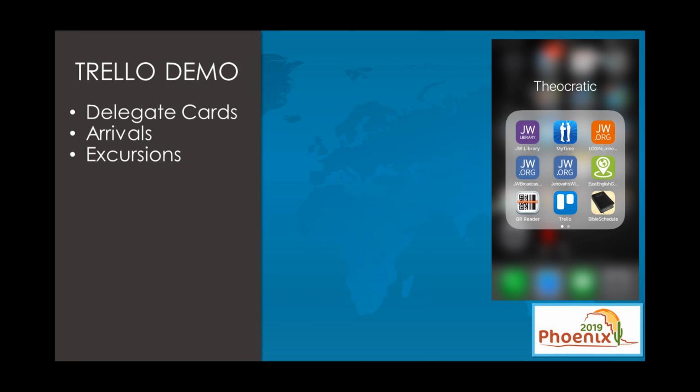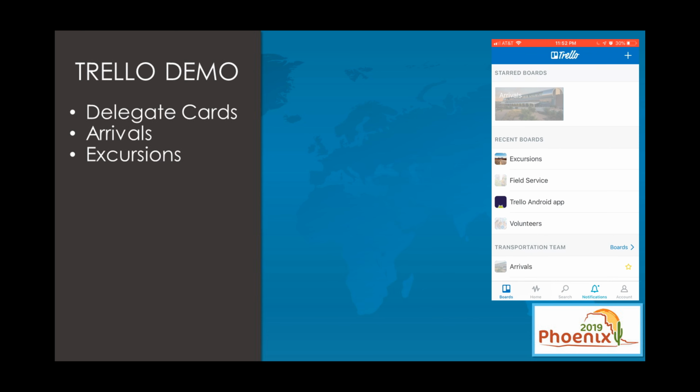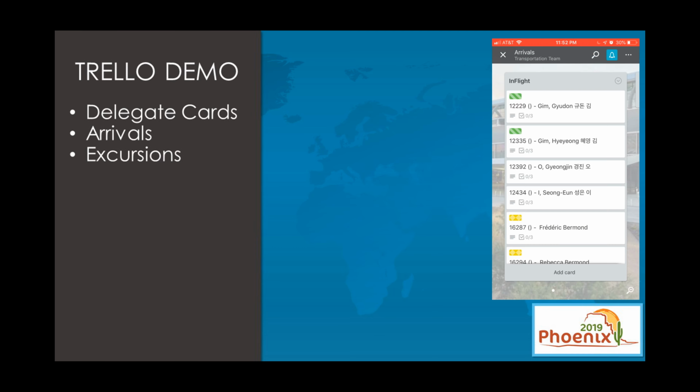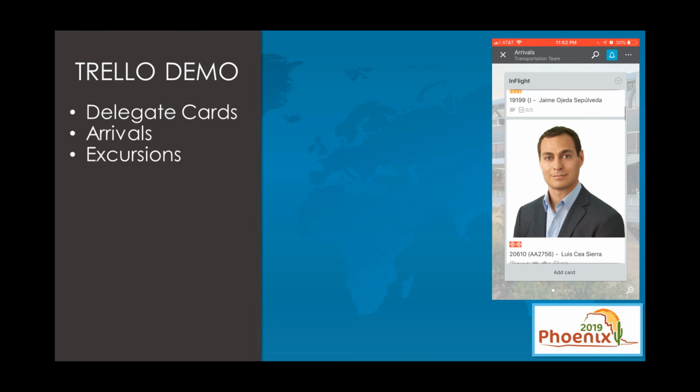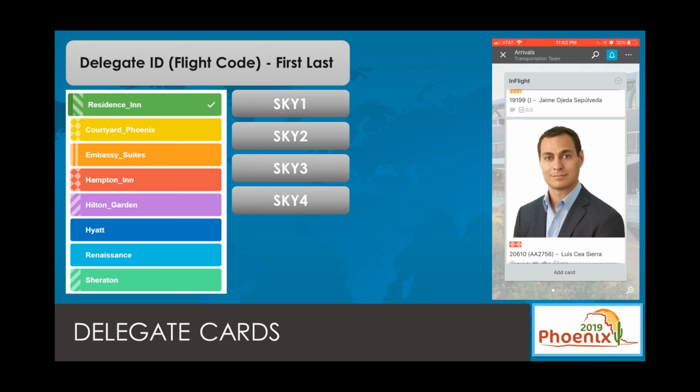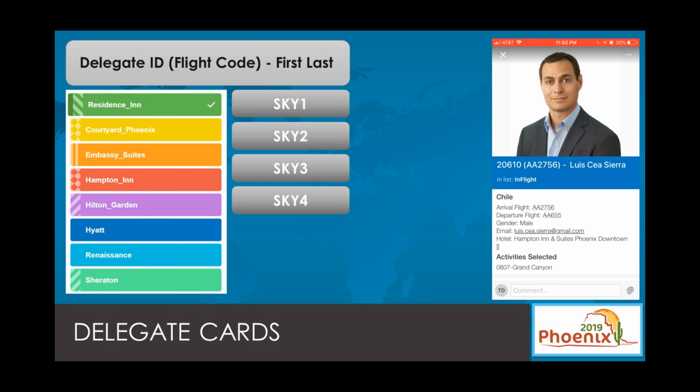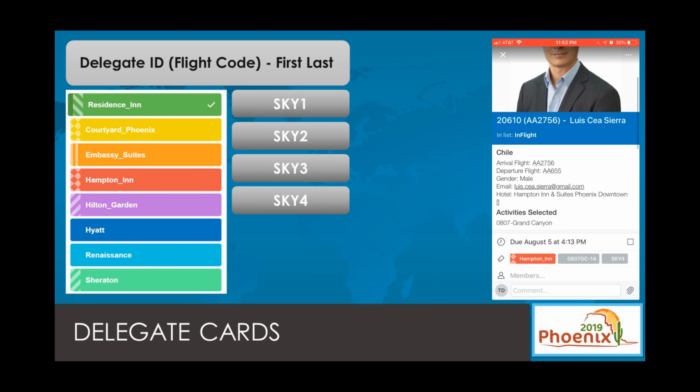We begin by accessing the Trello board through the application. When you click the Boards button, you will see a list of boards. One is for arrivals, and the other is for excursions. We will cover the use of boards later, but for now we will select arrivals and review one of the cards. The title of each card contains the delegate ID, the arriving flight, and the delegate's name. For the purposes of locating a card, it is most convenient to have this information as part of the card title, as you will see later on.